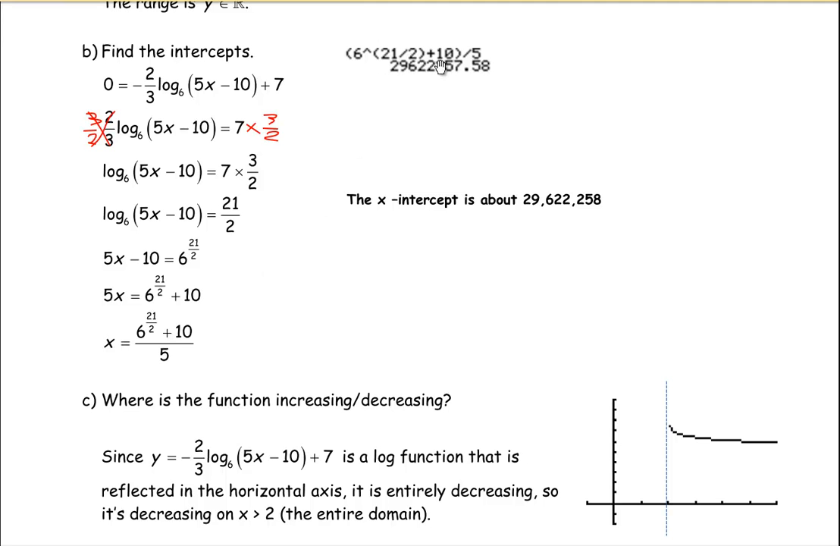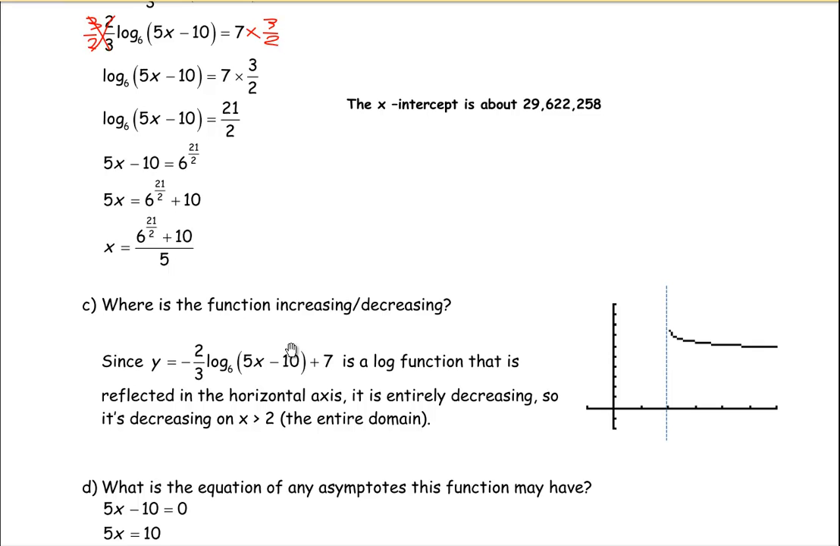If you want to evaluate, that's what it looks like in my graphing calculator. We've got to raise 6 to the power of 21/2, add 10, and then divide by 5. And we get 29,622,258 to the nearest whole number. That would be the x-intercept, so it's pretty large. Notice how the graph comes. It can take a long time before it gets to the x-axis. It does eventually, but not till you're almost out to 30 million.